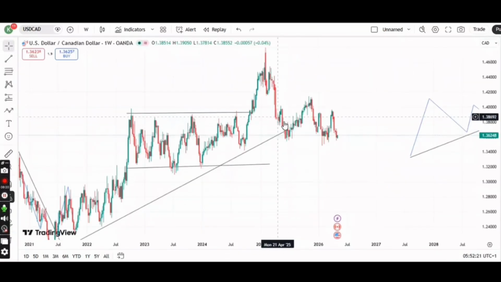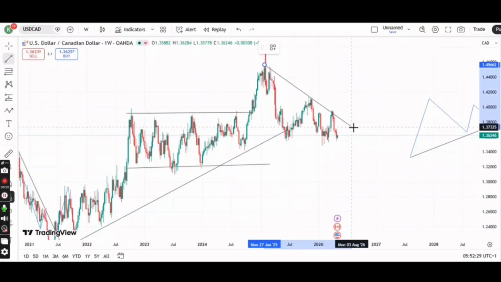Then looking at this part of the market, what do you see? It is obvious that the market has started creating something else. I want you to take a look at this.